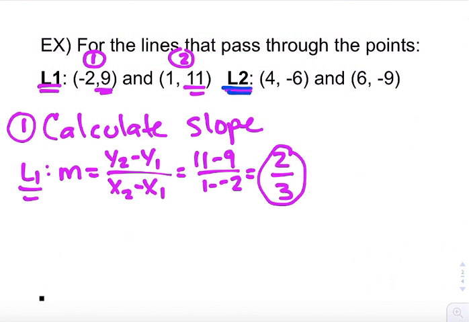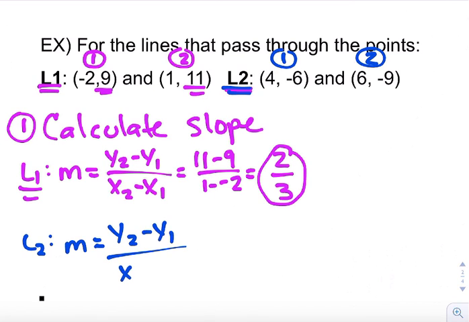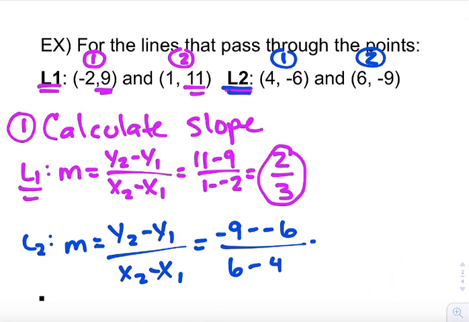So switching this up to L2, again I'll label point 1 and point 2 here. So the calculation for L2 slope, we're going to use the same formula, y2 minus y1 over x2 minus x1. So pulling our values, y2 is going to be -9, subtract off a -6. And on the bottom for the x's, we'll have 6, subtract 4. Again, we have the two negatives here, which are going to make a positive.